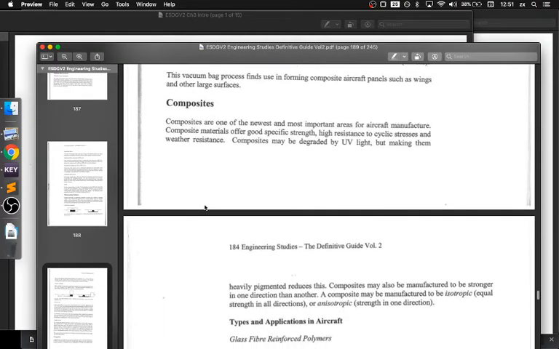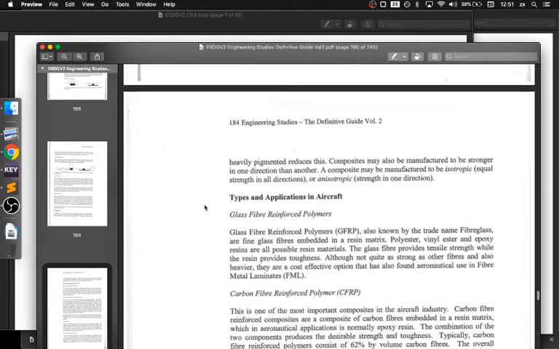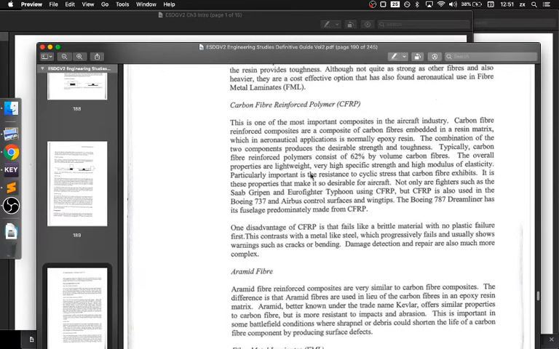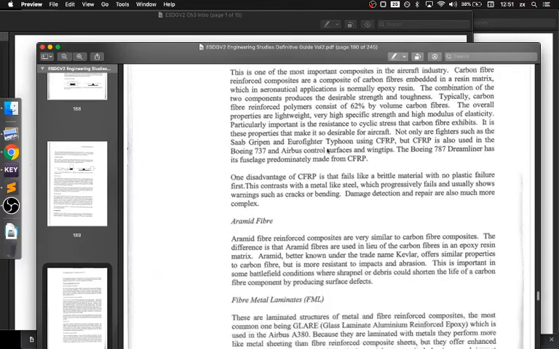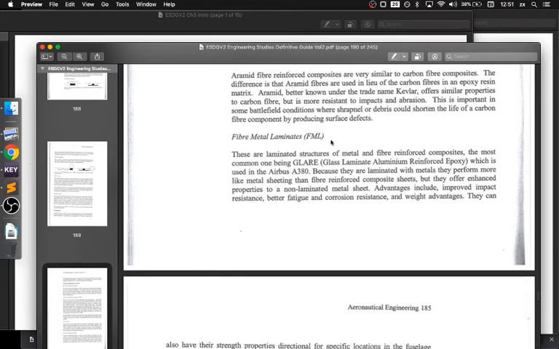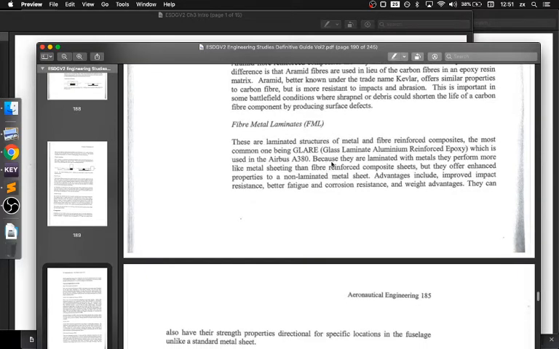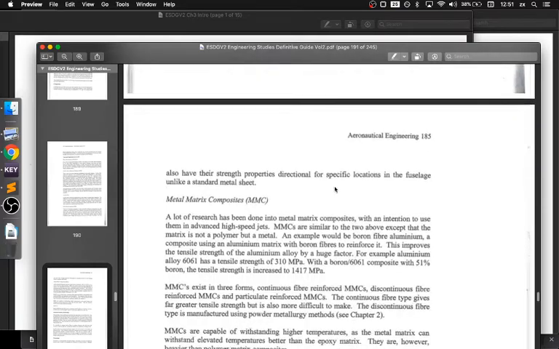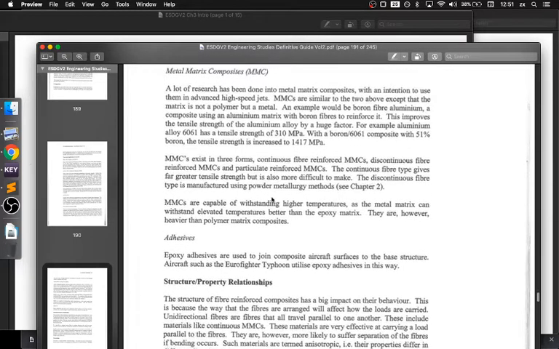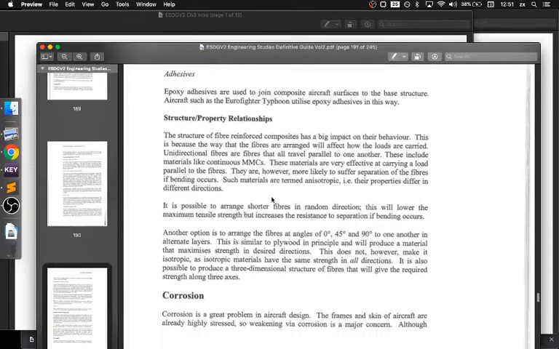Okay, the next thing we have is composites. We've talked a little bit about this before. We've already talked about reinforced polymers, the glass and carbon. And then we have aramid fibers, and FML, fiber metal laminates. The main one that we're interested in is GLARE. GLARE is what's used in the A380, but there are others. Then we have MMC, so we'll talk about those as well.